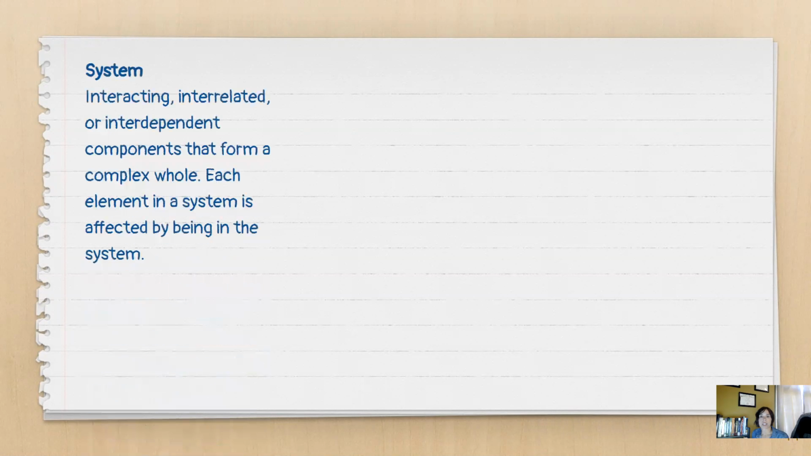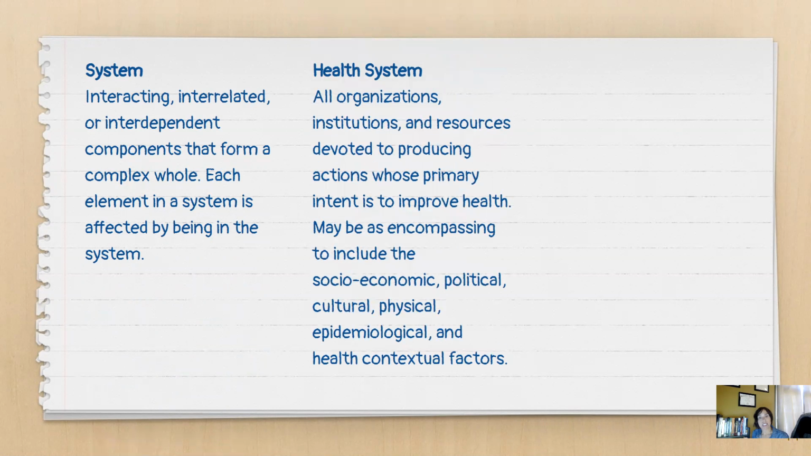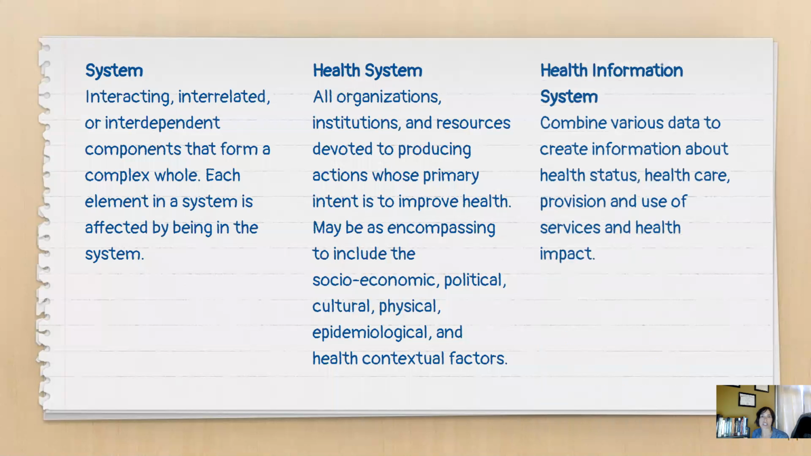So how does all of this apply to the context of healthcare? Let's build to get there. First, there is a system, which are the interacting, interrelated, or interdependent components that form a complex whole. There are all types of systems, but a health system are the organizations, institutions, and resources devoted to producing actions whose primary intent is to improve health. What connects all of these systems? A health information system.